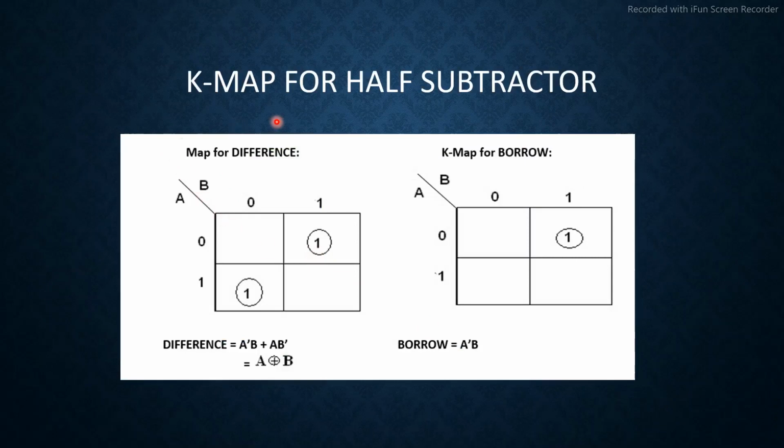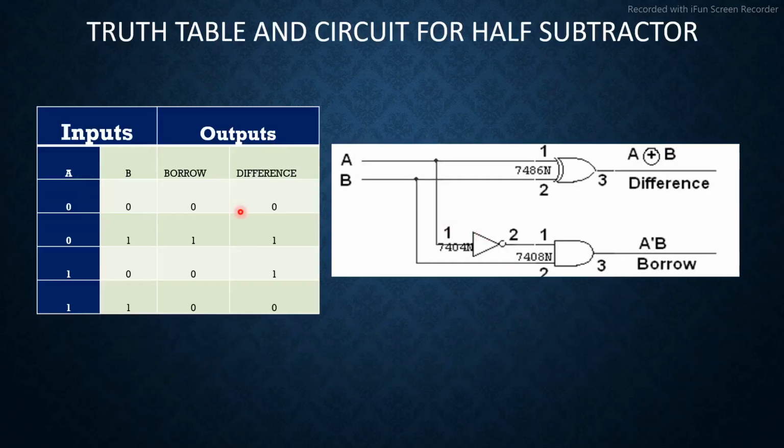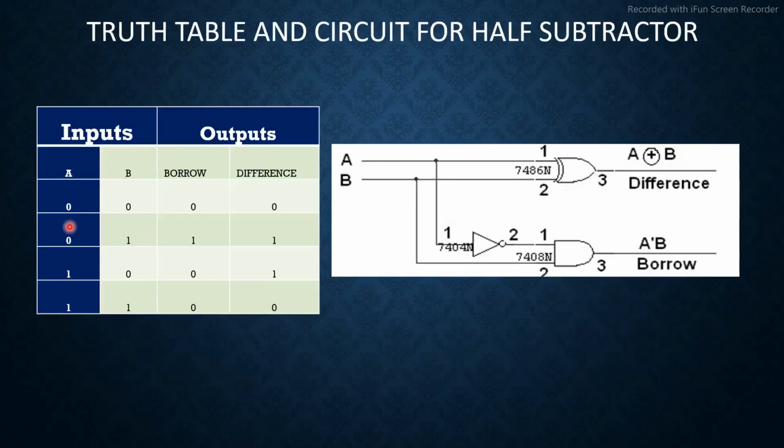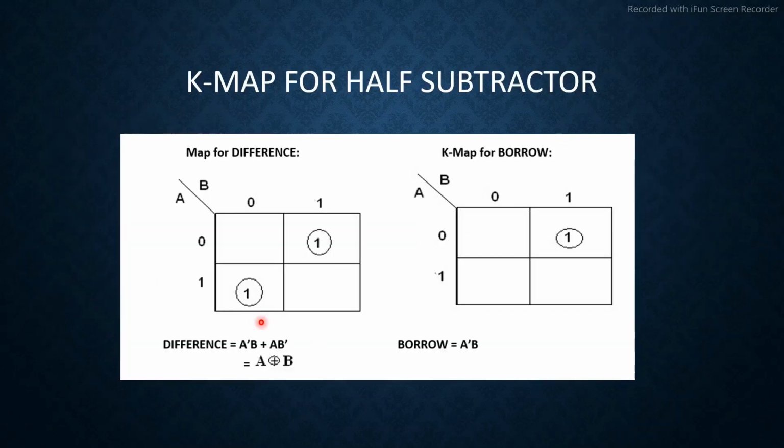According to the table that we saw previously, we can see here that by giving 0 at A and 0 at B, we get difference as 0 and borrow as 0, as shown here. By giving 1 at A and 0 at B, we get difference as 1 and borrow as 0. Similarly, as shown here. This is how we carry on with deriving the expression from the K-map for difference and the K-map for borrow.